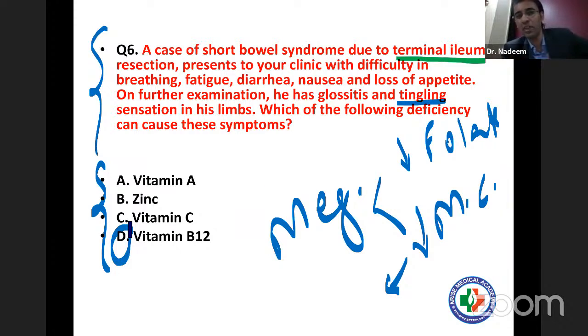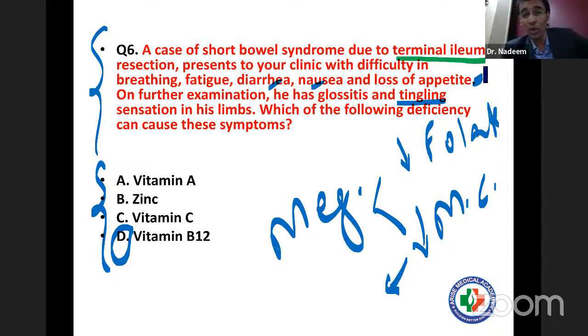Vitamin B12, because see all signs and symptoms. I say difficulty in breathing, anemia, lack of oxygen, no oxygen carrying capacity, they're fine. After that, fatigue, diarrhea, nausea and loss of appetite. All these signs and symptoms are of what? These are the symptoms of megaloblastic anemia only.